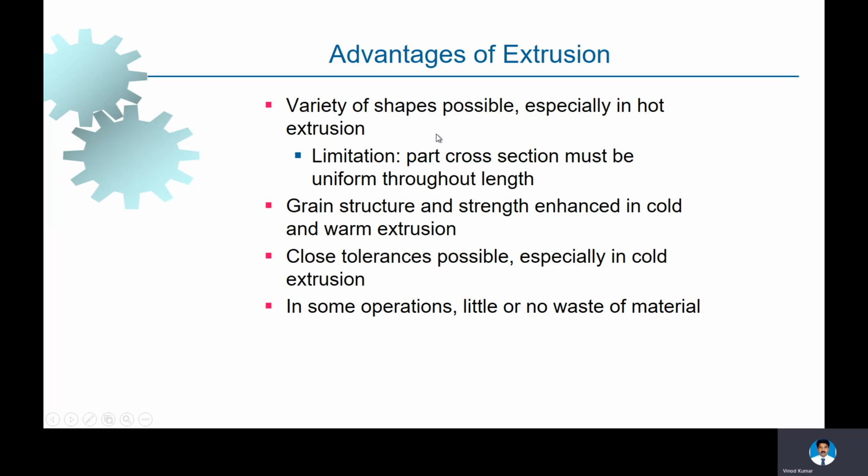One of the important things we need to understand is that the cross section must be uniform. Grain structure and strength can be increased by cold working, but hot working will give you more chance for large deformation. More ductility can be produced, and more deformation can be produced. If you want to go for high accuracy extrusion, you have to go for a cold working process.